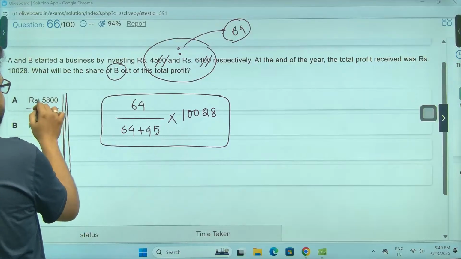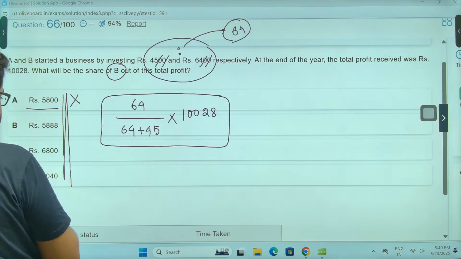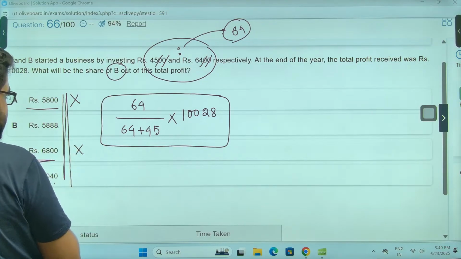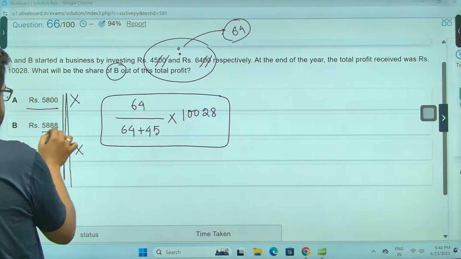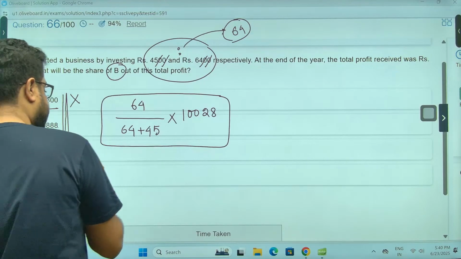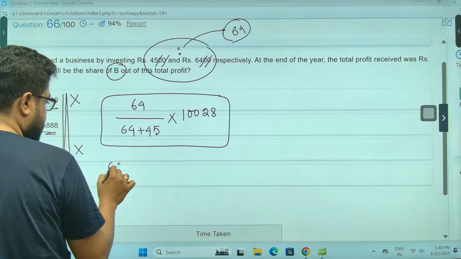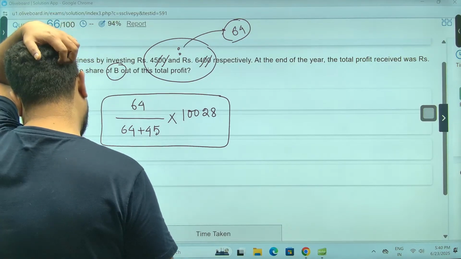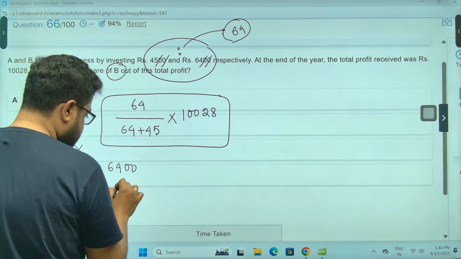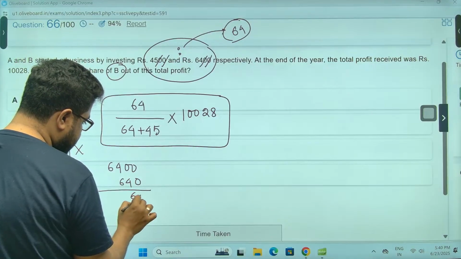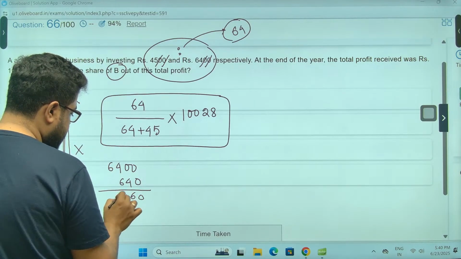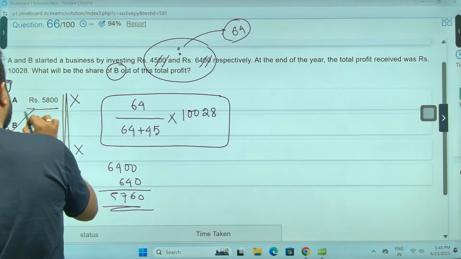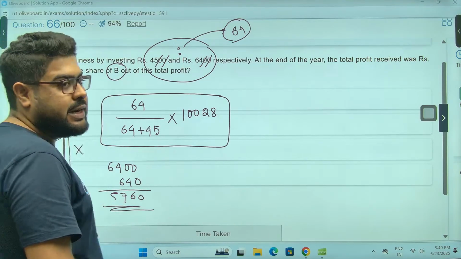So 640 minus 600 gives you this. ये नहीं हो सकता. 400 is also not divisible. ये दोनों में से कुछ हो सकता है. So let's check, sir. 64 into 9. 6400 minus 640. Just check. ये 60 आया 7. 5760. Sir, B is the answer, sir. This is divisible. This is only divisible.